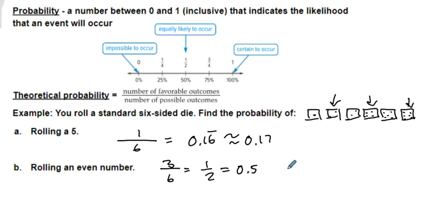So that is, generally speaking, a very simplistic view on probability, and just how to do this and what theoretical probability is. In a perfect environment, that's how it would work.